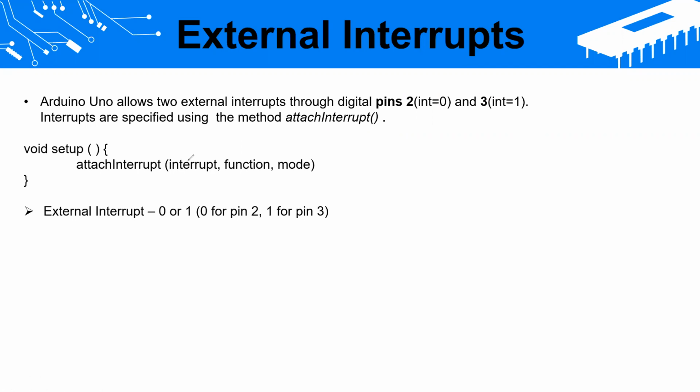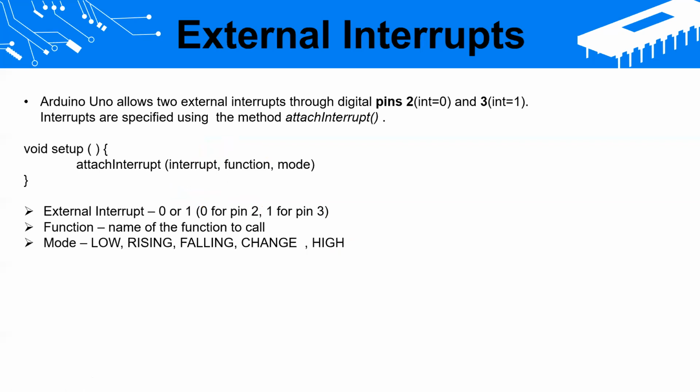The interrupt number is either 0 or 1. If we put 0, that means we are referring to digital pin number 2. If we put 1, that means we are referring to pin number 3. Then you should specify the function, the piece of code. Then you have to set the mode.